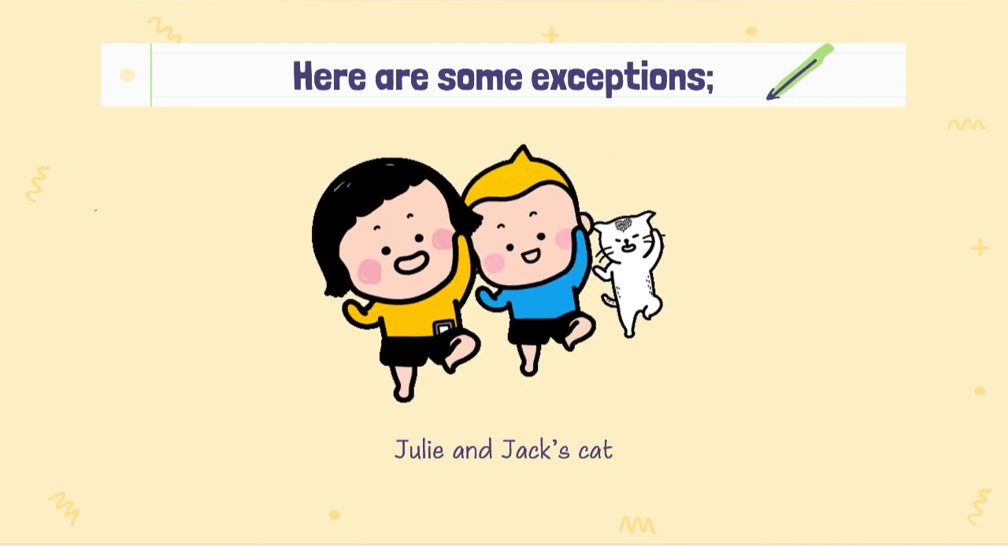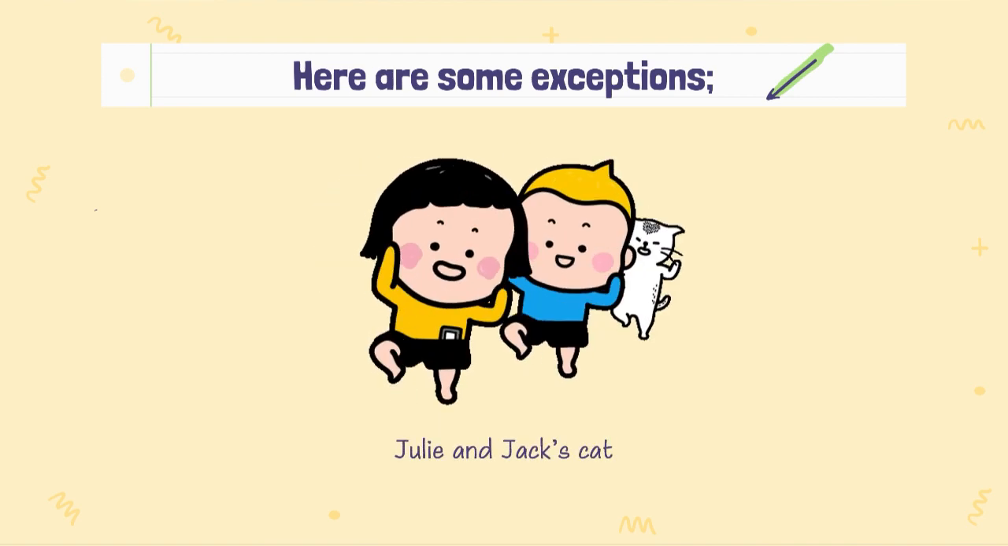Another exception is when we mention two names. For example, Julie and Jack's cat. We use apostrophe S because Julie and Jack is plural, but it does not end with the letter S. So we only put apostrophe S at the end of the second name.